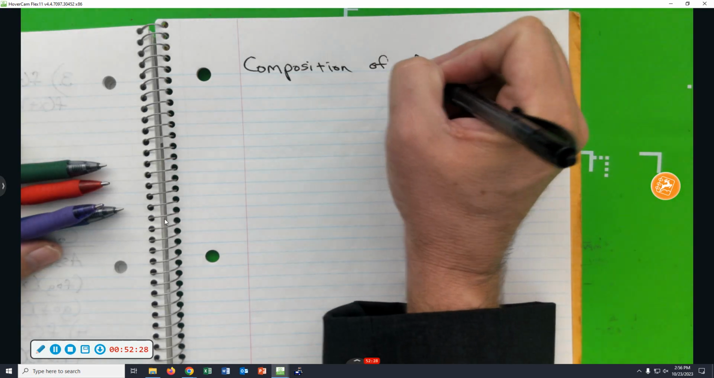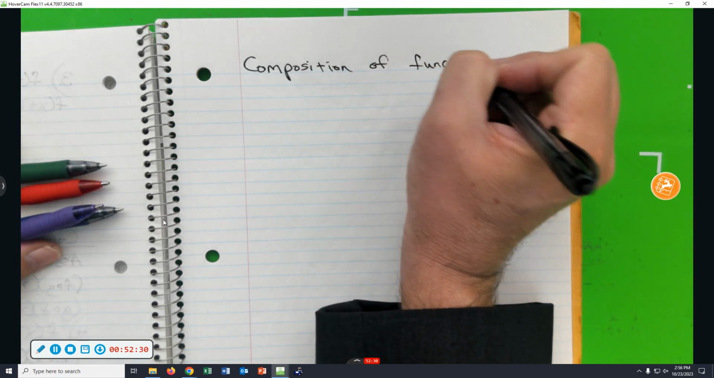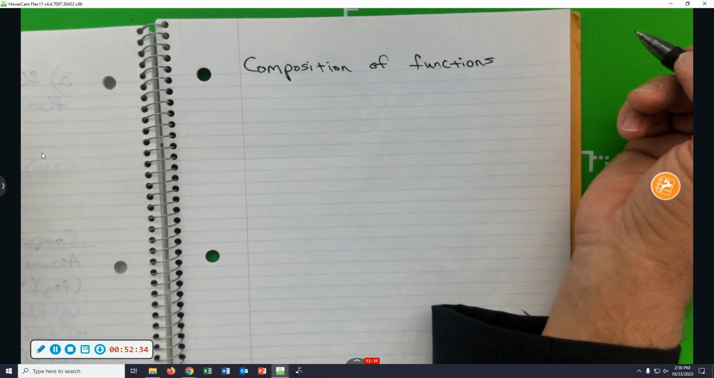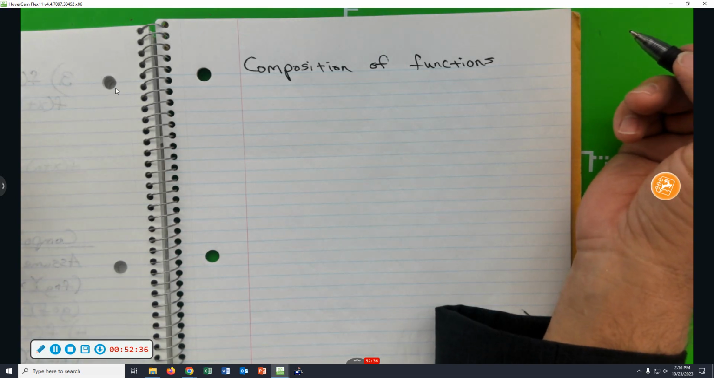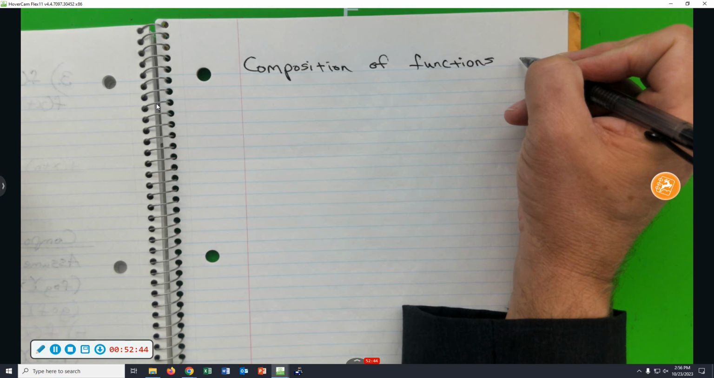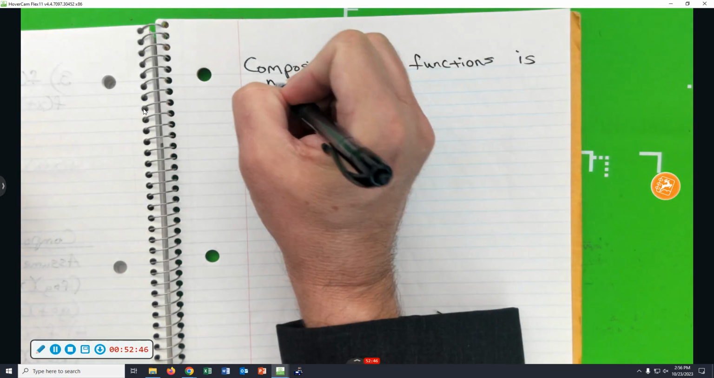I'm not sure they're actually going to use that in any of the problems. No, but if it's a test question and they ask you to find F composed with G and you find G composed with F, do you think you got the right answer? Probably not. Composition of functions is not commutative.